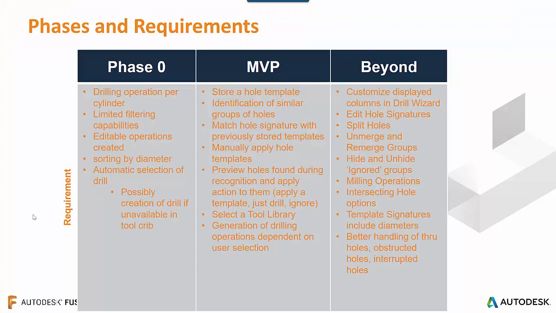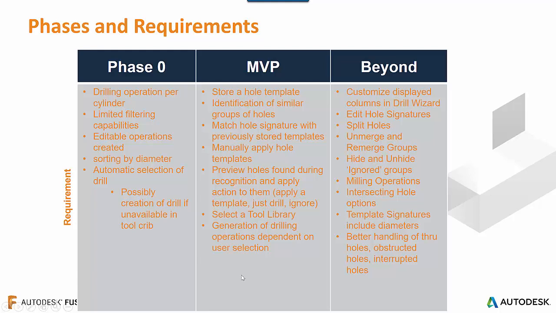I'd also like to review our approach to the development of automation and hole making. So you can see here that essentially we've got three phases, as it were. Phase 0 is already done. Basically what that did is recognize all of the cylinders on a model and create a single drilling operation for each one of the cylinders that was recognized, and also select an appropriate tool where it could. So the MVP does a lot more.